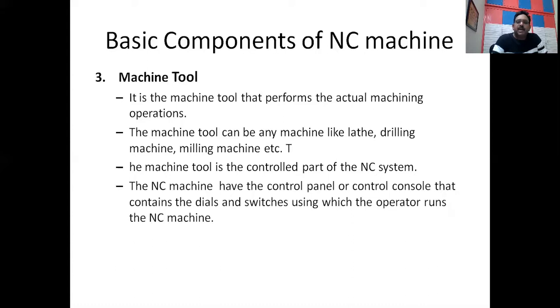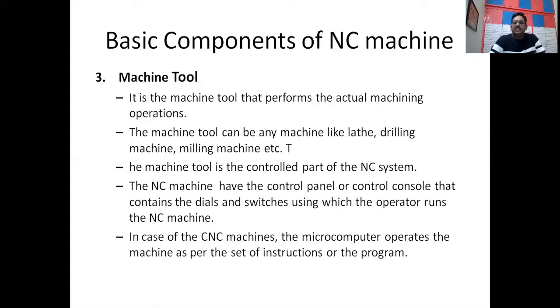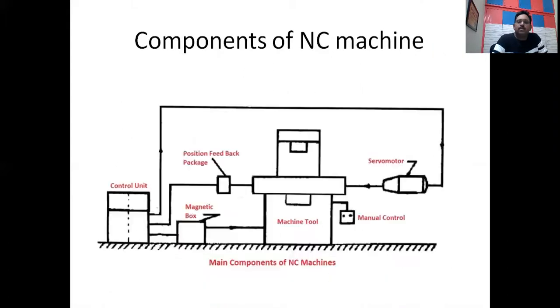The NC machine has a control panel and a control console that contains the dials and switches, using which the operator runs the NC machine. So on the control panel, we can use the dials and the switches to operate the NC machine. In case of CNCs, the microcomputer operates the machine as per the set of instructions of the program. So these are the components.